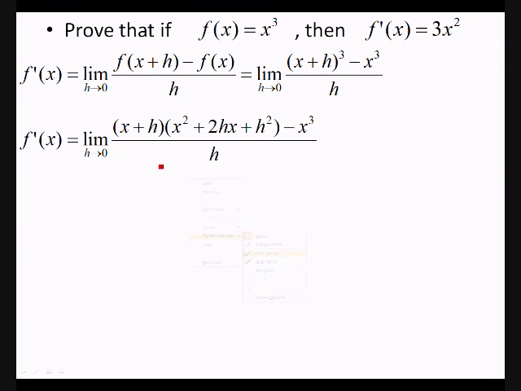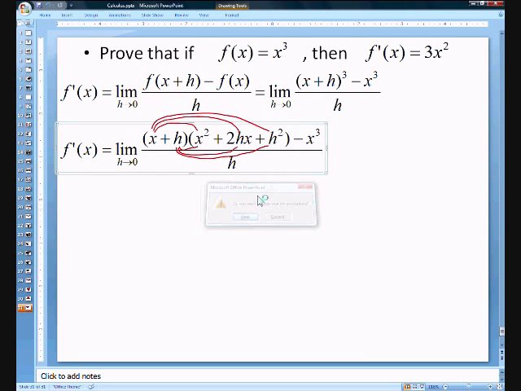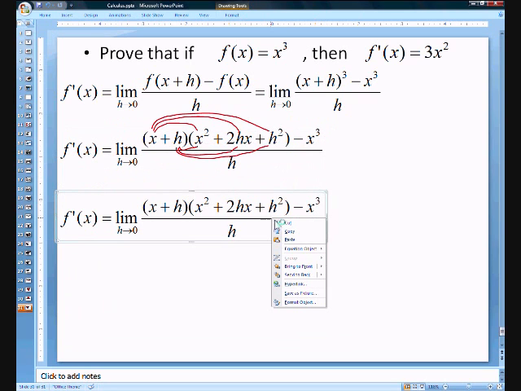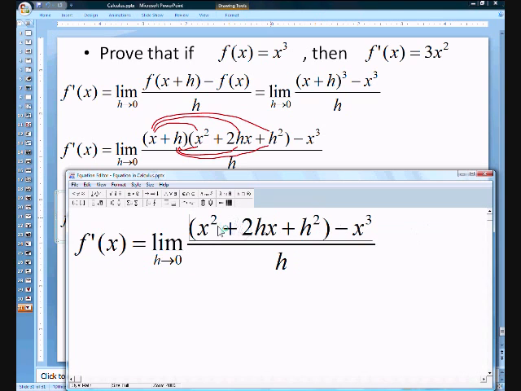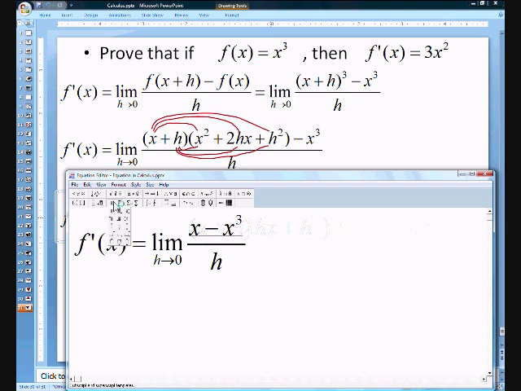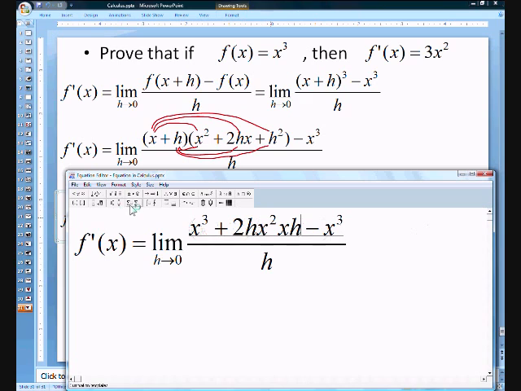So now we're going to go ahead and distribute this. 1, 2, 3, 1, 2. Now I find this to be horribly monotonous, but it is the process we must do. Okay, so now it's going to be x cubed, plus 2hx squared, and then we have x h squared at the end, right?